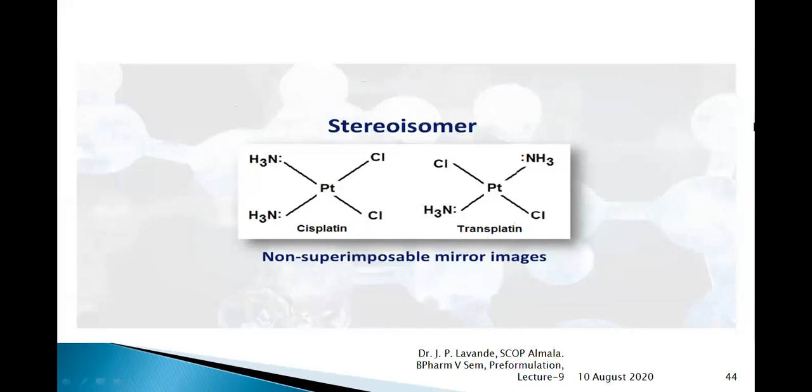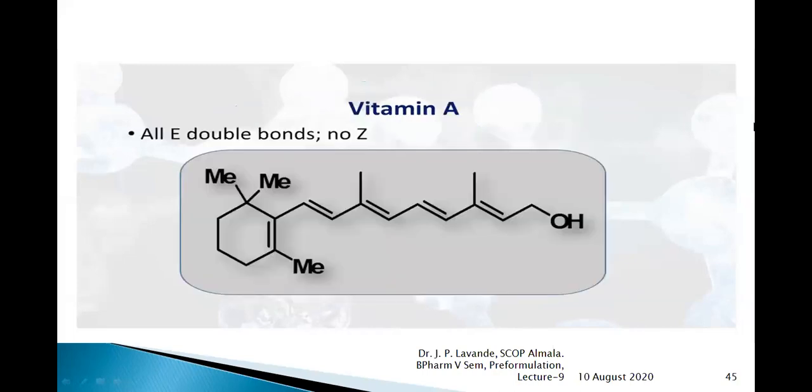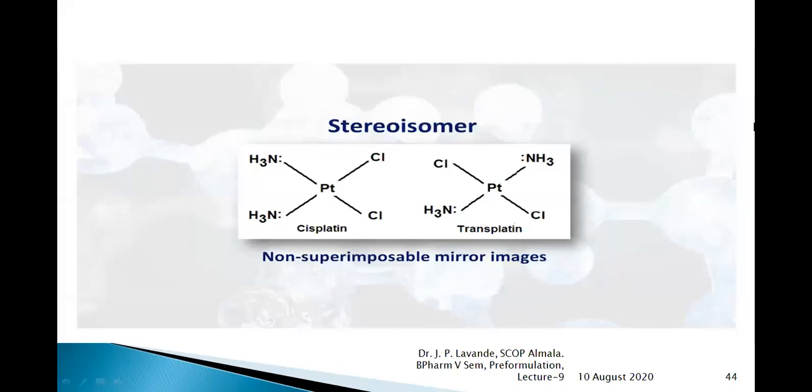Here also you can see there is a stereoisomer, which does not have a superimposable mirror image with the other. The example is cisplatin and transplatin. Cisplatin is responsible for anti-cancer activity, whereas transplatin is not. So again, the intention of the example is that all these compounds and their specific arrangement, superimposability, and mirror images are responsible for therapeutic significance.